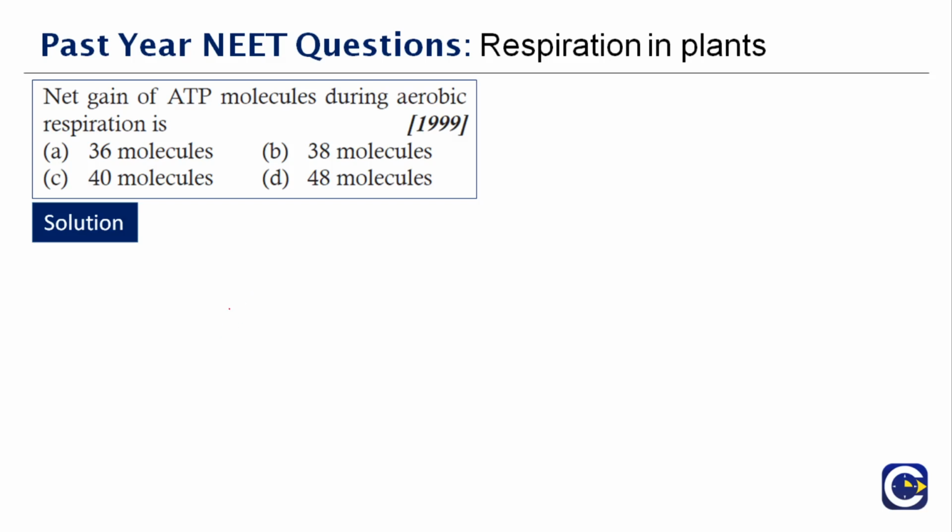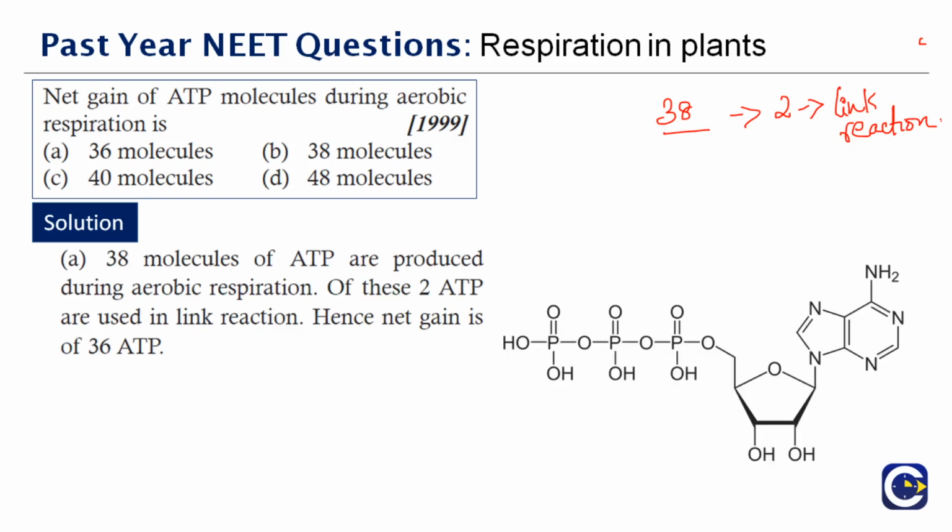So many will get confused here. Overall, the production will be 38. But out of this 38, 2 will be used for the link reaction, which is a part of the cycle. Therefore, the net gain, that is, after the whole process is completed, the net gain that you get is only 36. Many get confused here because if we don't study it clearly and properly, we all will conclude with 38, but the correct answer is 36. Always remember, 36 molecules are the net gain of ATP molecules during aerobic respiration. The correct answer is option A, 36.